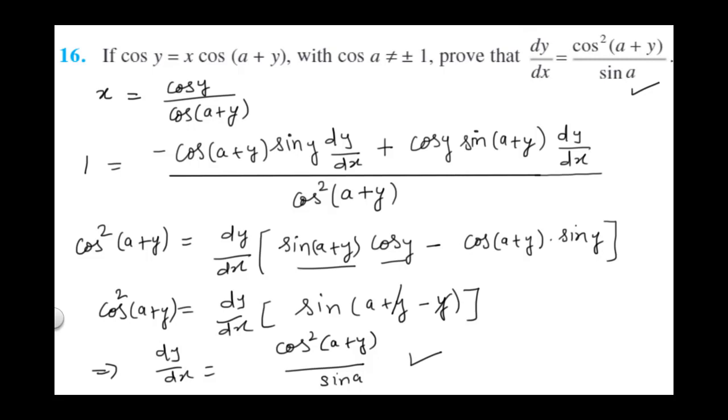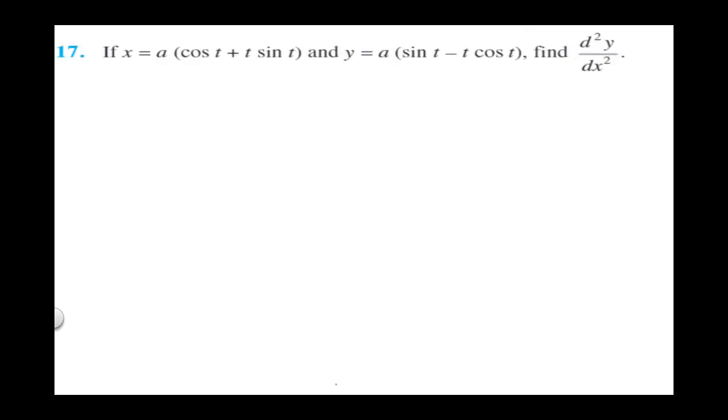Question number 17. Question number 17, quite easy to do, where x is given, y is given, we have to find the second order derivative. But here one thing is to notice, and which is very important, and most of the students commit mistake there. So I am solving it, just look carefully.